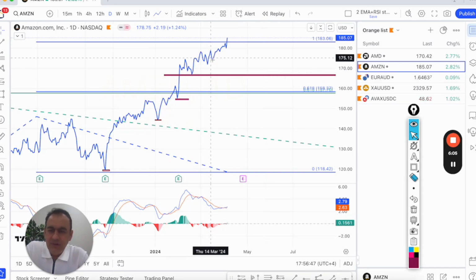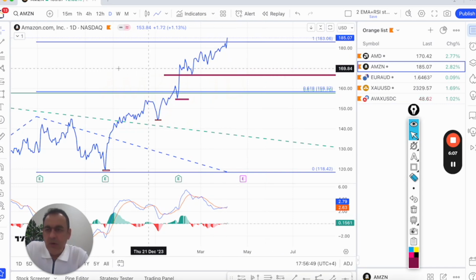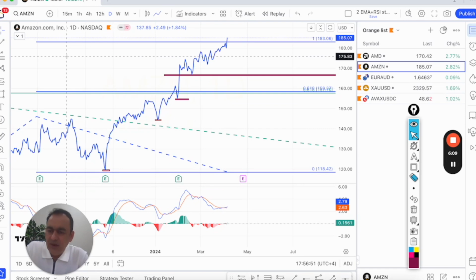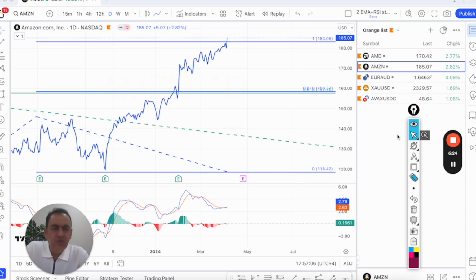So this is a short-term plan. So I'm not suggesting Amazon for long-term investment right now. I've not checked the price chart from the long-term perspective. So only for the short run, you can have your stop loss below 165, and your immediate target would be 205. Now let's move to the next instrument.